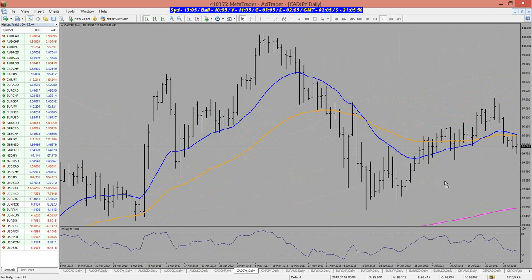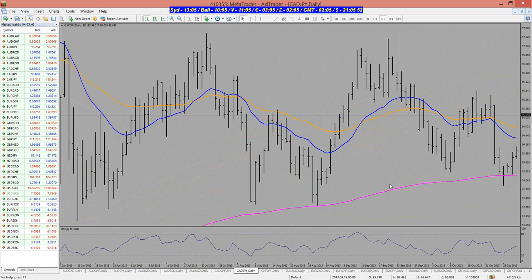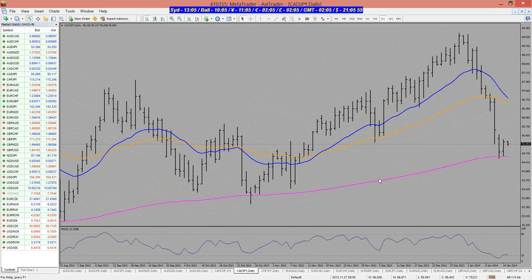I use the 200 more as a support resistance line than for cyclicity. But we can see that it effectively does that, and if we get more buying in the bar today, then there's a potential trade there for tomorrow.